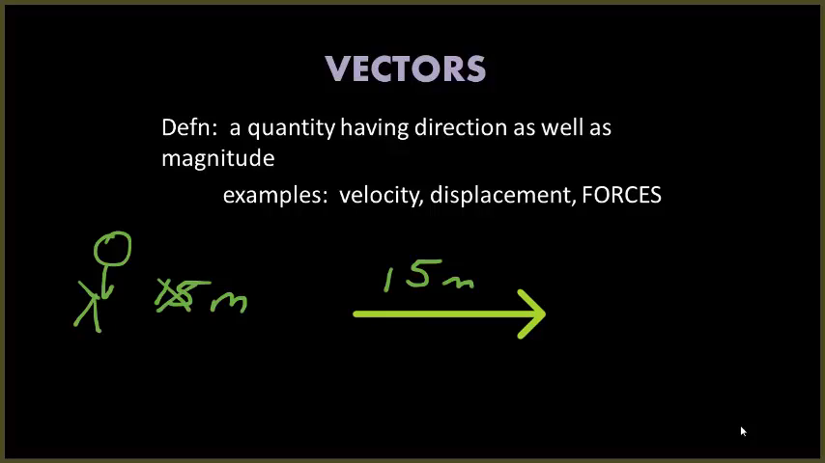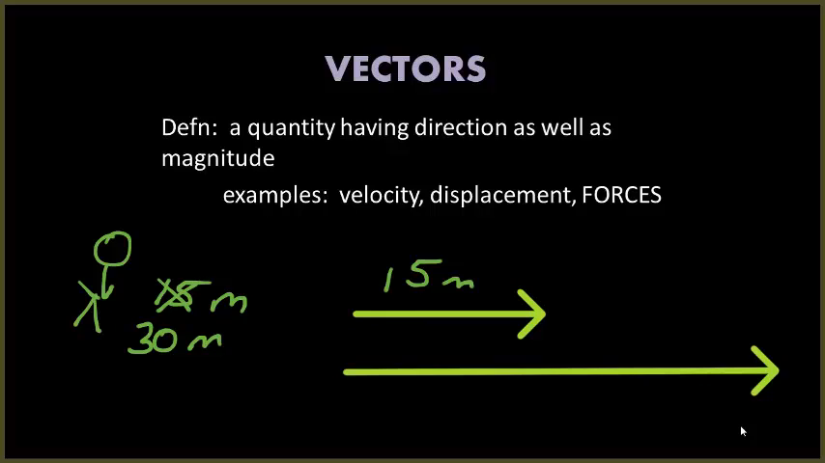Let's say I'm not going to walk 15 meters, I'm going to walk 30 meters instead. To show that difference as a vector, my vector would be twice as long. So the length of the arrow represents the magnitude part of the number. The direction of the arrow shows the direction of that vector quantity as well. What's special about vectors is that we can break them into components.